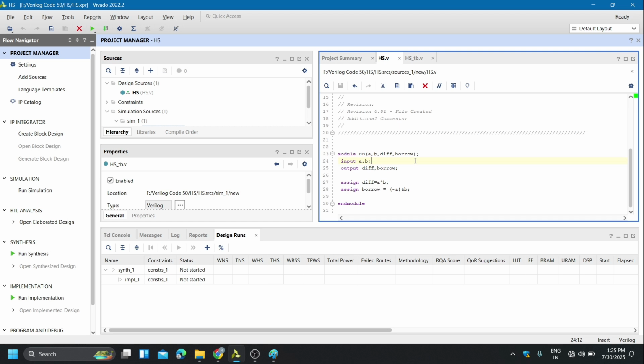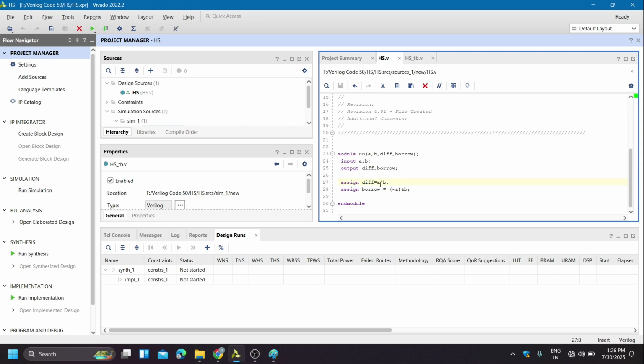So here I have written Verilog code for half subtractor. So module, then the module name I wrote HS for half subtractor, then inputs and outputs. A and B are the inputs and difference and borrow are the outputs, so that's why input A, B and output diff, borrow. Okay, and after that here we are using data flow modeling, that's why I wrote assign, then we can directly write the expression in this data flow modeling.